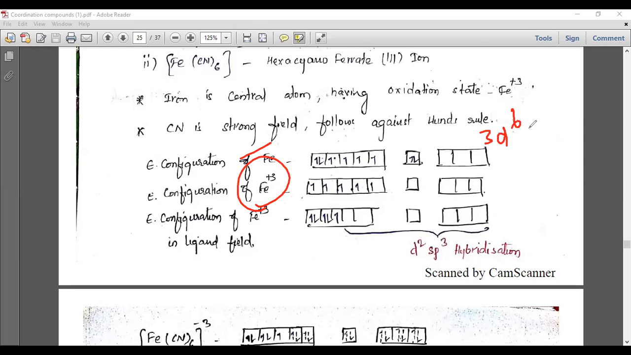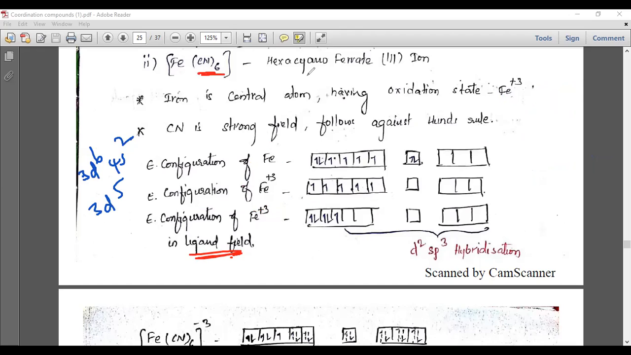First we have 3d6 4s2 and we have to remove 3. So simply, first remove these 2 electrons and then remove one more electron from the 3d. The remaining will be 3d5. The 3d5 electrons should fill like this: 1, 2, 3, 4, 5. So 3d6 4s2 became 3d5 because of the plus 3 charge. Then, in the presence of the ligand, this is cyanide, which I already told you is a strong field ligand. It does not follow Hund's rule, meaning the electrons all come together in pairs.